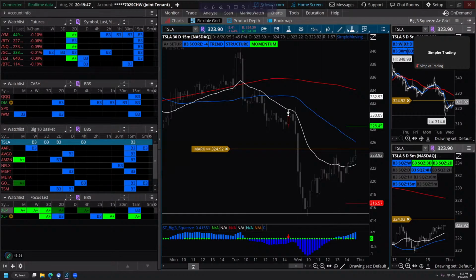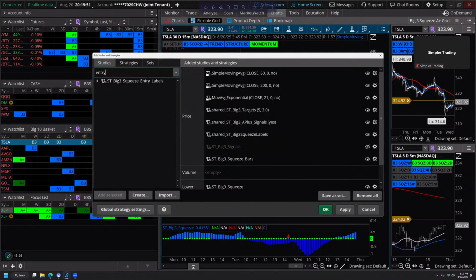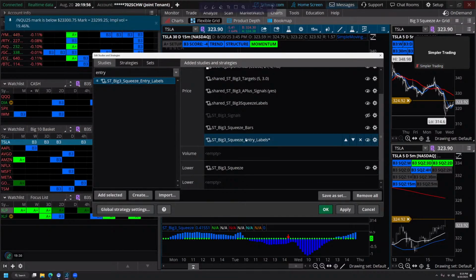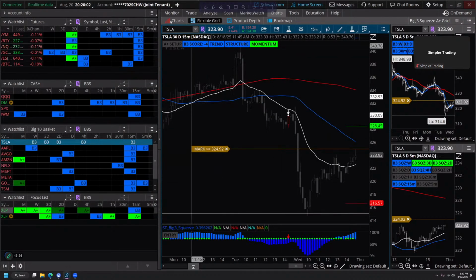The other one would be the entry label. And a few of these are kind of repetitive in terms of they're telling you the same thing. But I want that constant reminder. So the big 3 squeeze labels, little dip here on the NQ. Right, big 3 squeeze labels, basic stuff here. Google on the monthly chart.